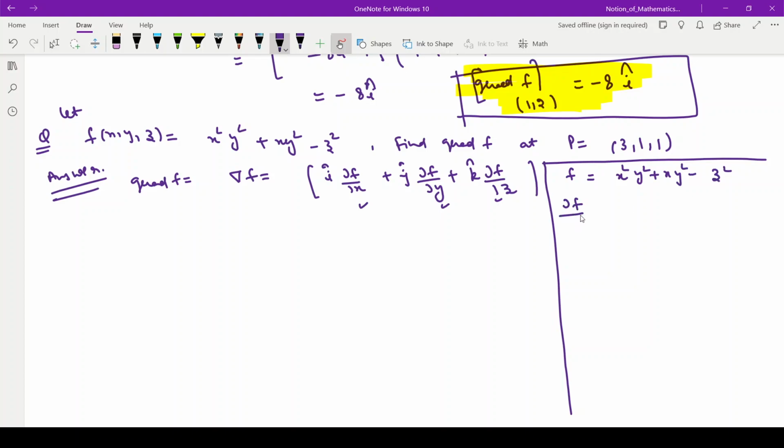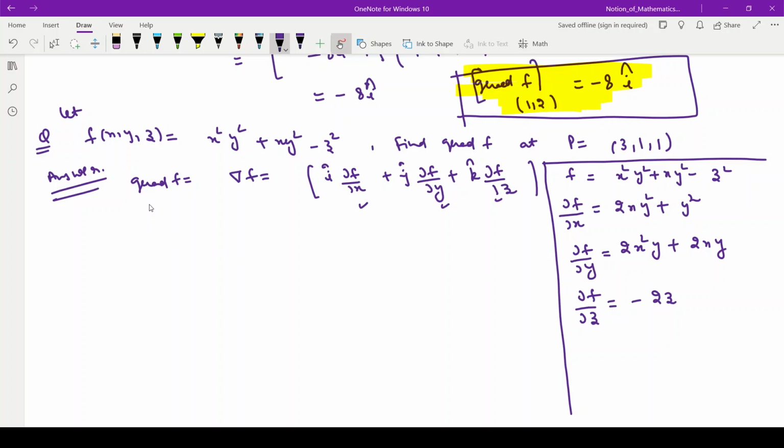what is partial f by partial x? It is 2xy square plus y square. What is partial f by partial y? That is 2x square y plus 2xy. What is partial f by partial z? Partial f by partial z is just minus 2z.